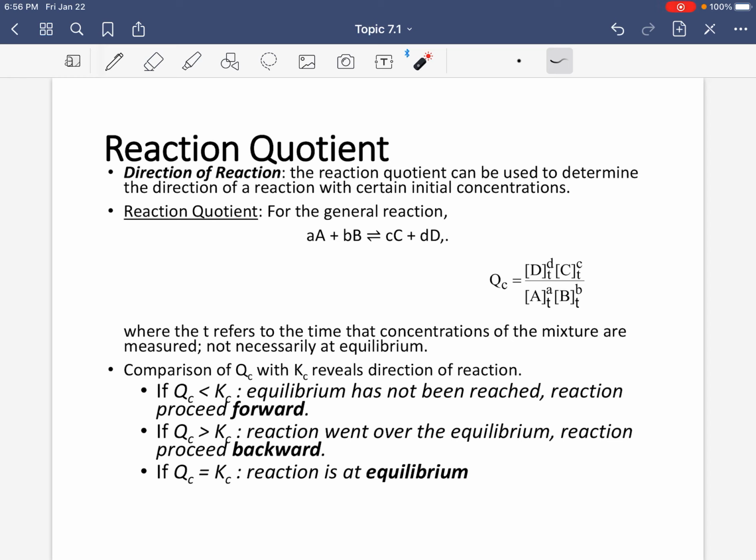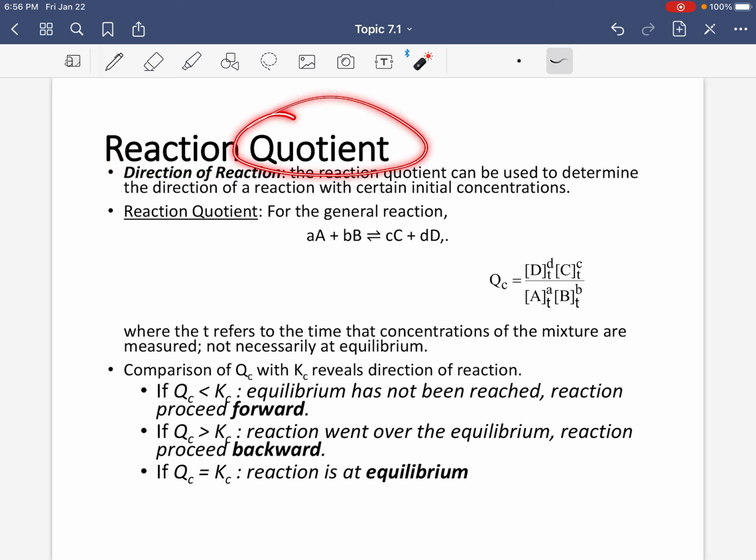Hey, we're back again. Today's topic is a continuation from what we were doing last time. Man, that was a lot of math last time. But today, still quite a bit of math. Same idea, looking at reaction quotient.